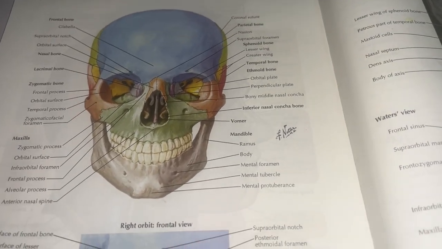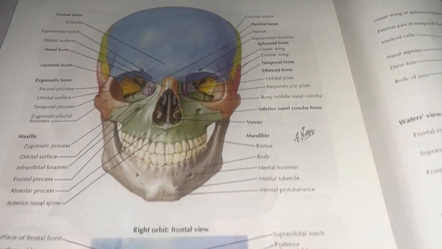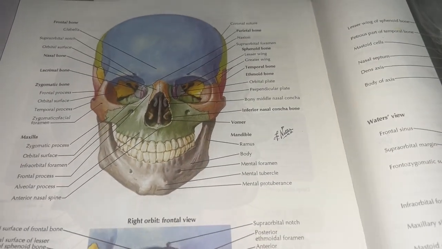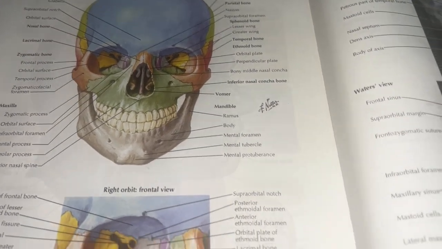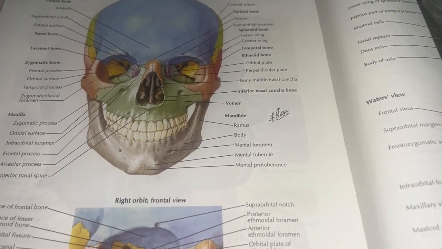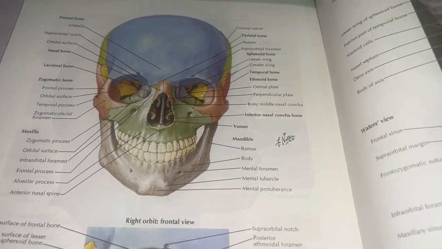Hello, so let's start the head and neck anatomy, and first we will discuss the skull and its bones. In this session we will discuss the different aspects of the skull and its bones, its bony landmarks and foramina.